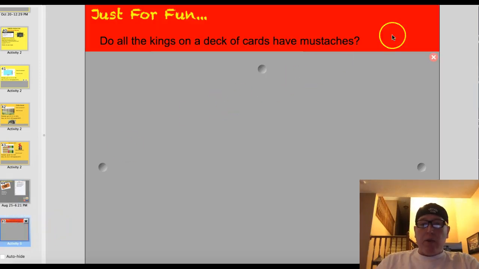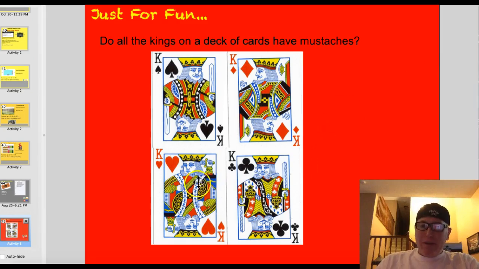And the answer to the trivia question: do all kings on a deck of cards have mustaches? Actually, they don't. The King of Hearts does not have a mustache typically. Not in all decks, but typically the King of Hearts does not. Check the deck you have at home. Pretty good little trivia question there.